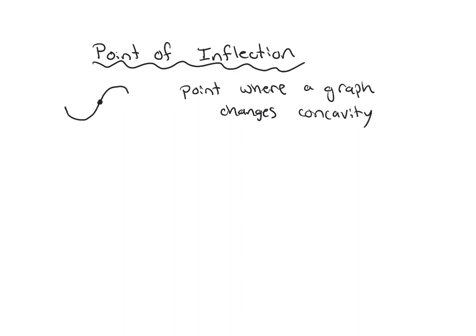So as you can see, it's concave up here, and then all of a sudden there's this middle point where it's changing. Okay, now it's concave down. So now I want you to think of this as an f of x function, and we're going to sketch the first derivative and second derivative graphs.